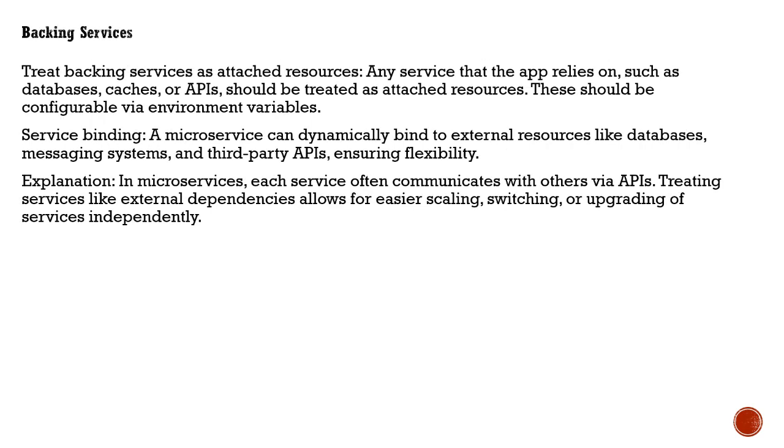So, backing services. Any service that the app relies on, such as a database, cache, or API, should be treated as an attached resource. So what does it mean? It should be configurable, and if it is configurable, it should be an environment variable. So the microservices can be bound dynamically to resources like a database, a messaging system, or a third-party API. So it is quite flexible, and this ensures that it maintains its flexibility.